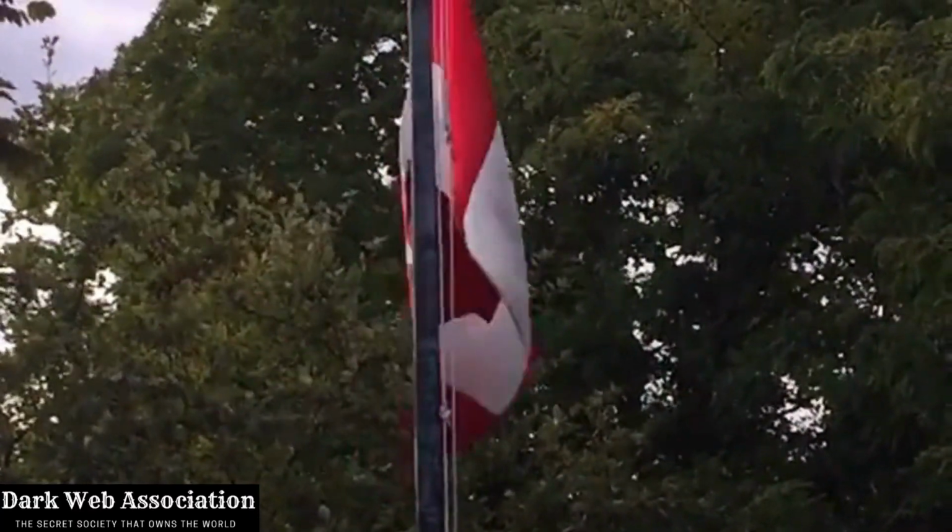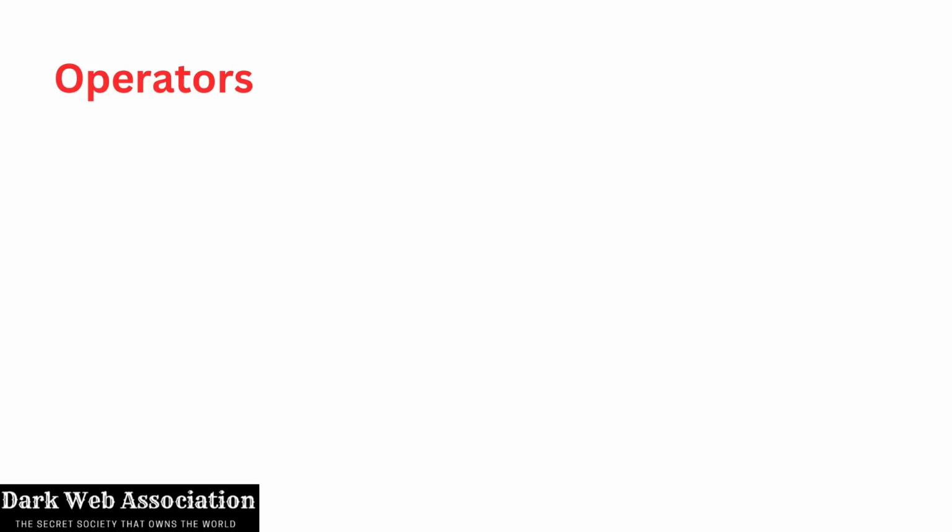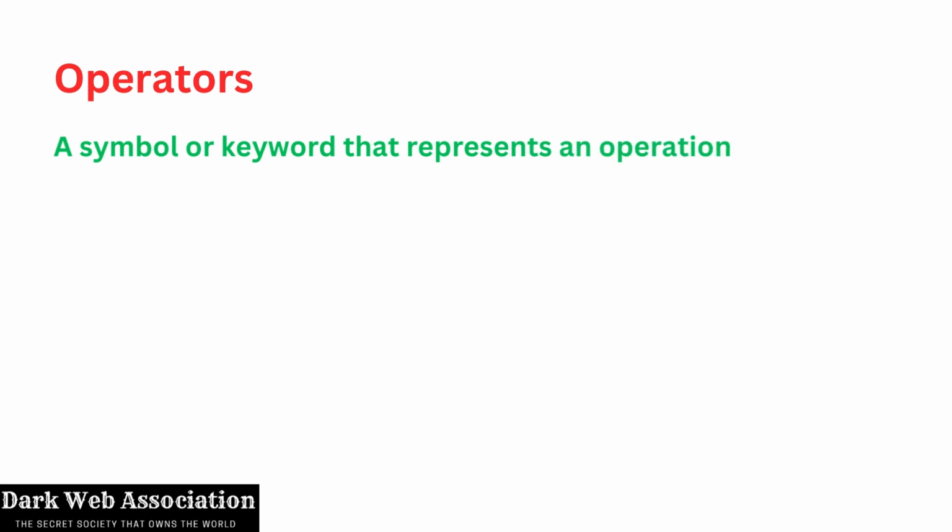Before we get started, we need to focus on an important part of the syntax of SQL. Let's learn about operators. An operator is a symbol or keyword that represents an operation. An example of an operator would be the equal to operator. For example, if we wanted to find all records that have USA in the country column, we use country equals USA to filter a query in SQL.